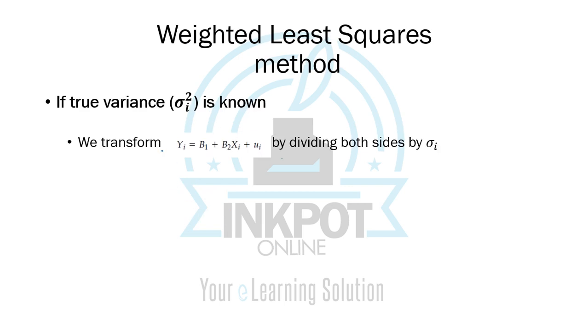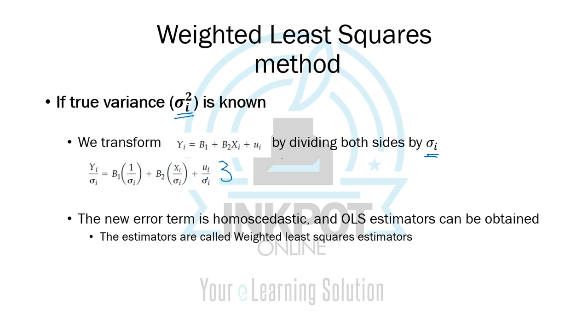So let's say the true variance is known to us, and when I say true variance over here, I'm using a notation which looks like sigma i square, which means that the variance is changing. The variance is no more constant. So in such a case, when the true variance, that is sigma i square, is known to us, we divide both the sides by sigma i. And so we basically transform the entire linear regression model to something like this, and let us call this error term vi. Now this new error term vi is homoscedastic.